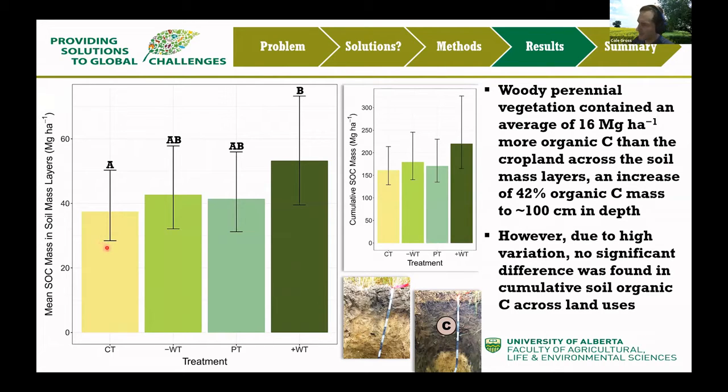However, if we look at the cumulative soil organic carbon to approximately 100 centimeters in depth and do not compare the individual soil mass layers, the combined effect of the soil mass layers, we do not see a significant difference. And this is due to the high variation in these soils.